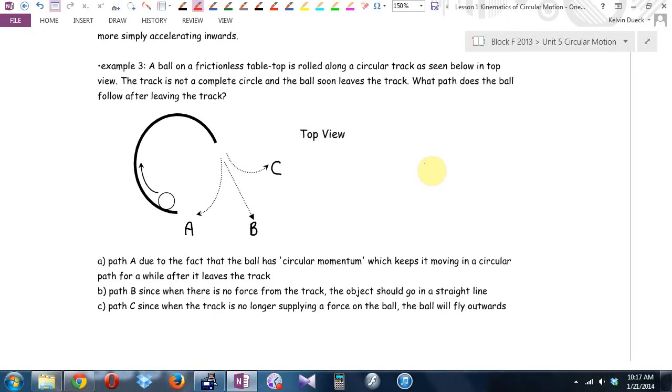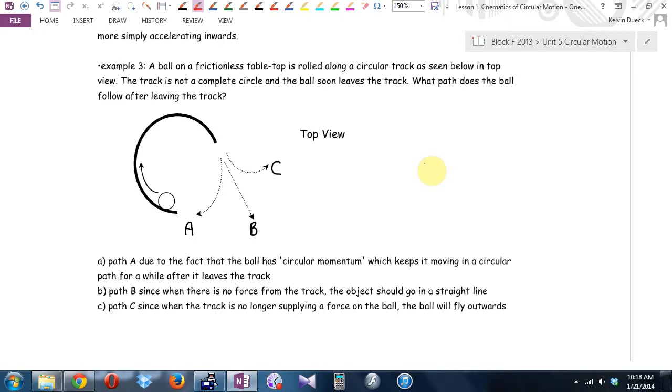You know what? Once again, we're going to vote. Once again, how high you hold your hand up is how sure you are of the answer. I'm positive. I'm pretty sure. Don't make fun of me, Mr. Dueck. I'm going to vote, please. So you ready? Who says path A, Mr. Dueck, it wants to keep going in a circle?